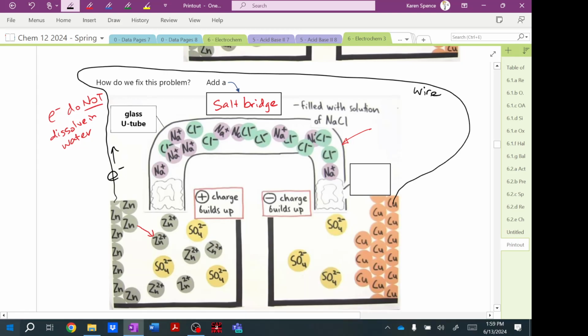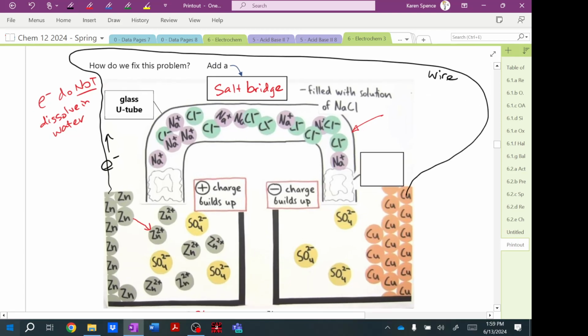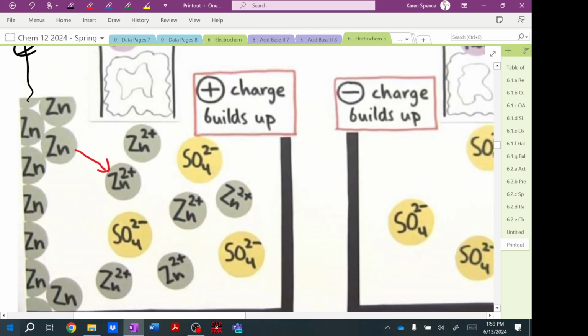And over time, what do you notice about the overall charge here? We have 2 minus, 2 minus, 2 minus, so that's 6 negative, yes? And we have 2 plus, 2 plus, 2 plus, 2 plus, 2 plus, 2 plus, so that's 12 positive. Uh-oh. Does nature like a buildup of positive charge? No. So, how do we fix this?